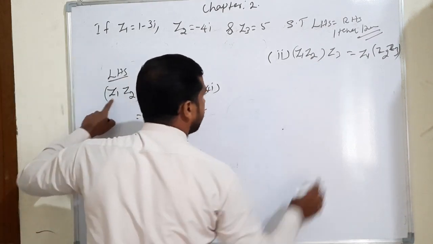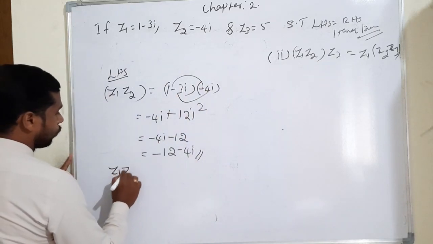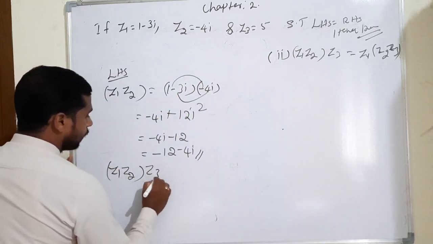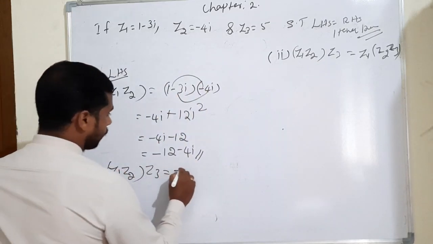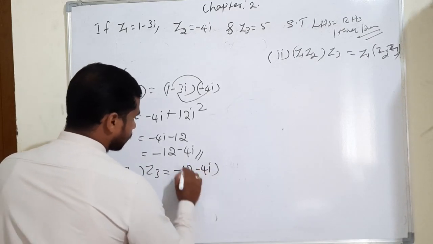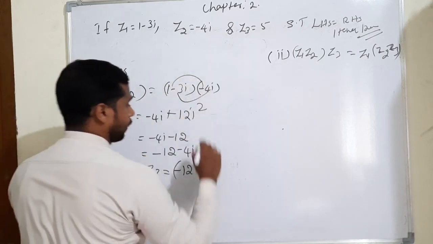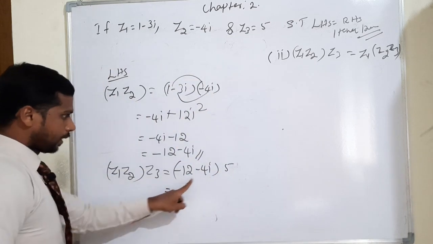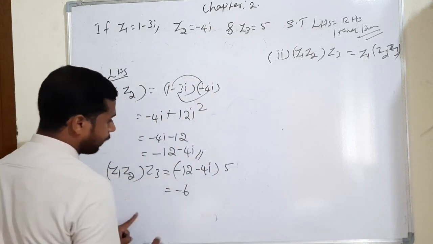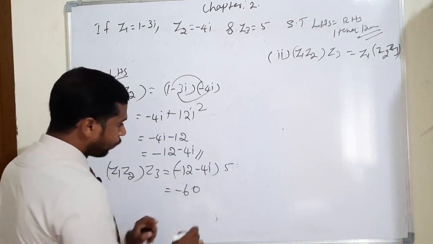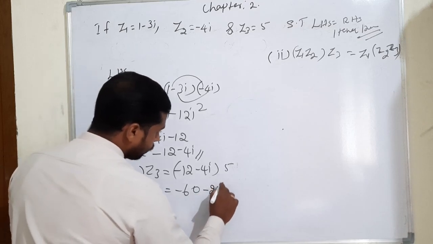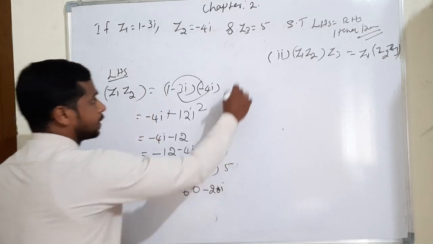This is z1 into z2, but we need z3 also. So z1 into z2 then z3 is equal to minus 12 minus 4i, then into z3, which is 5. So minus 12 into 5, minus 60, again 5 into 4, 20, so minus 20i. Okay, this is LHS.